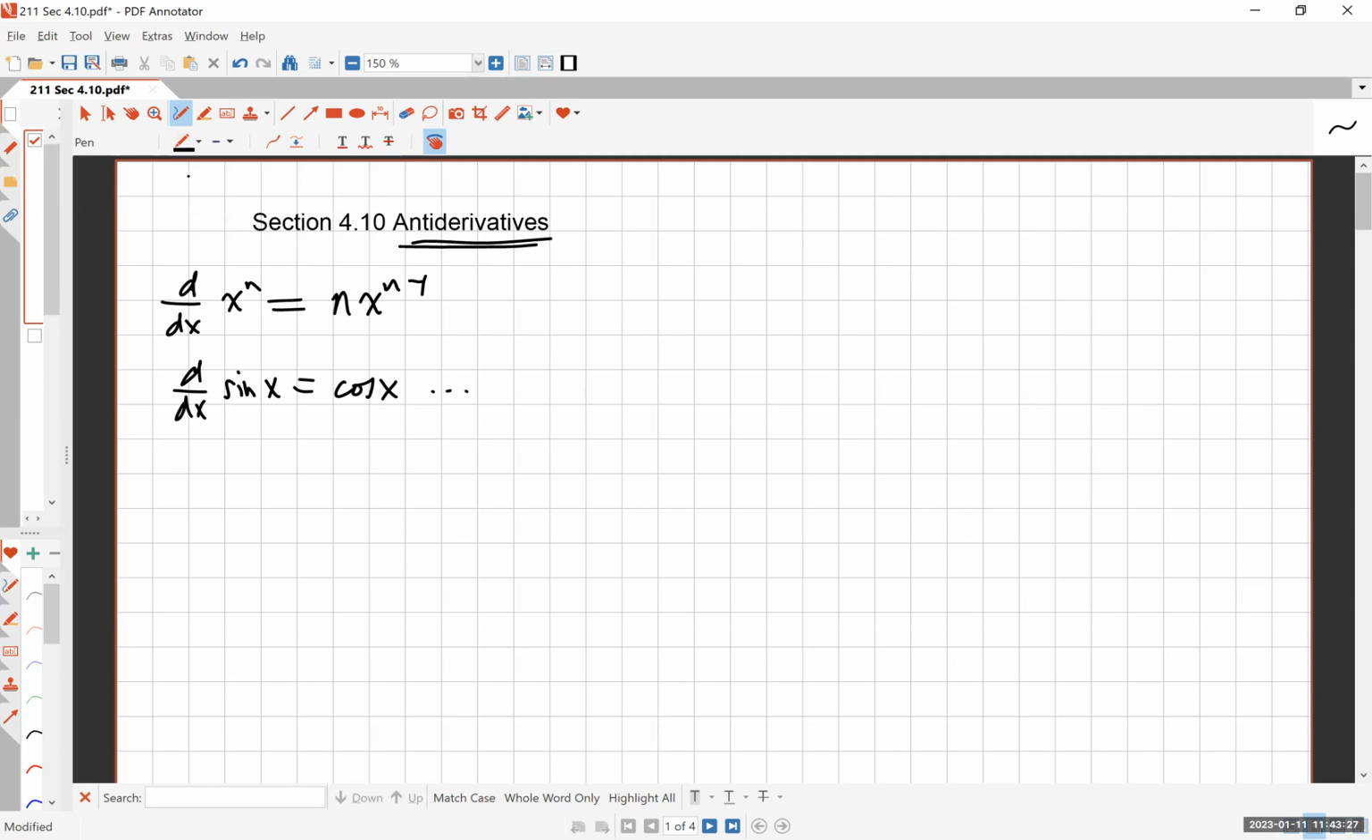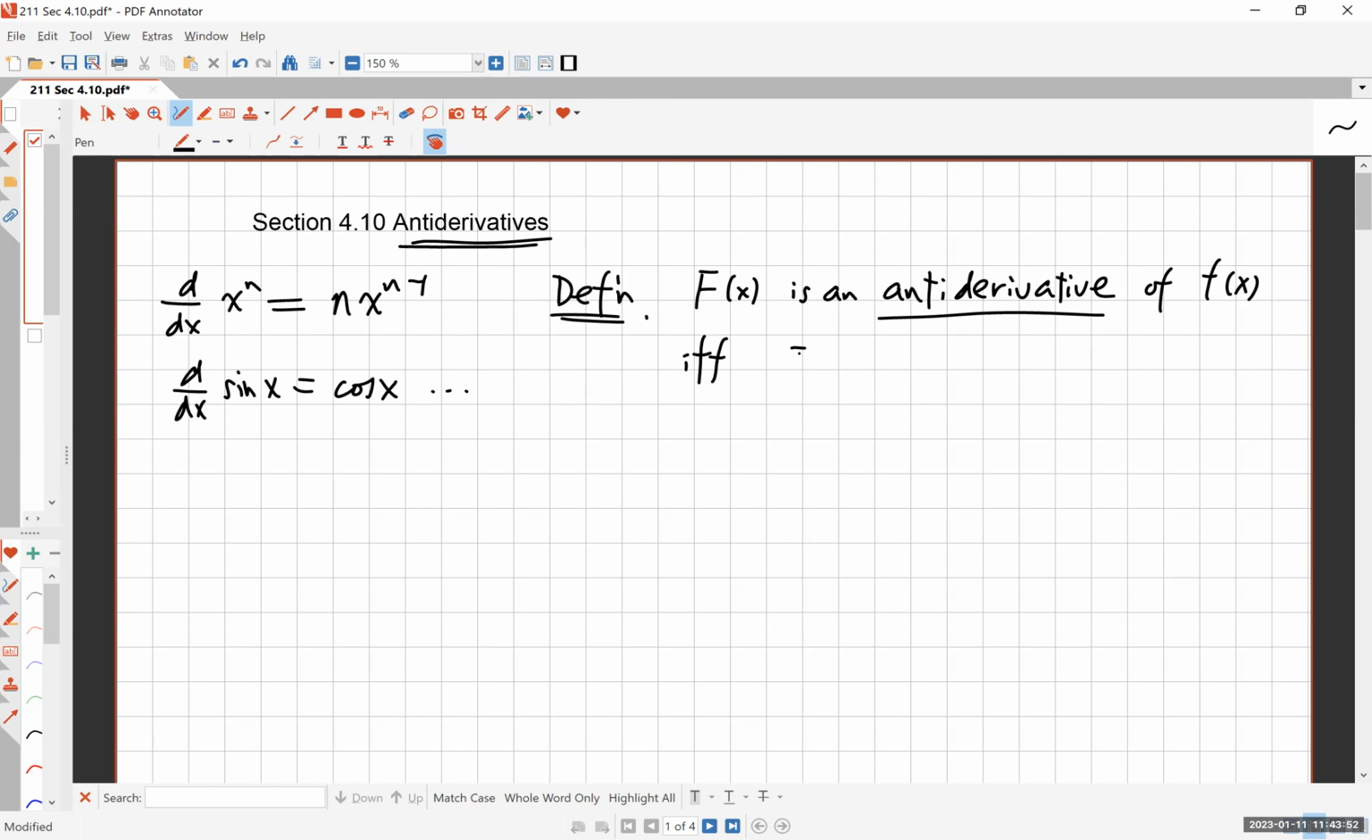The question now is, given the function f, can you find a function whose derivative is that function? We will give a name to that kind of thing. Capital F of x is called an antiderivative, the opposite of derivative, of f of x, the lowercase f, if and only if the capital F is a function such that its derivative is that given function, lowercase f, for all x in the domain of the lowercase f.